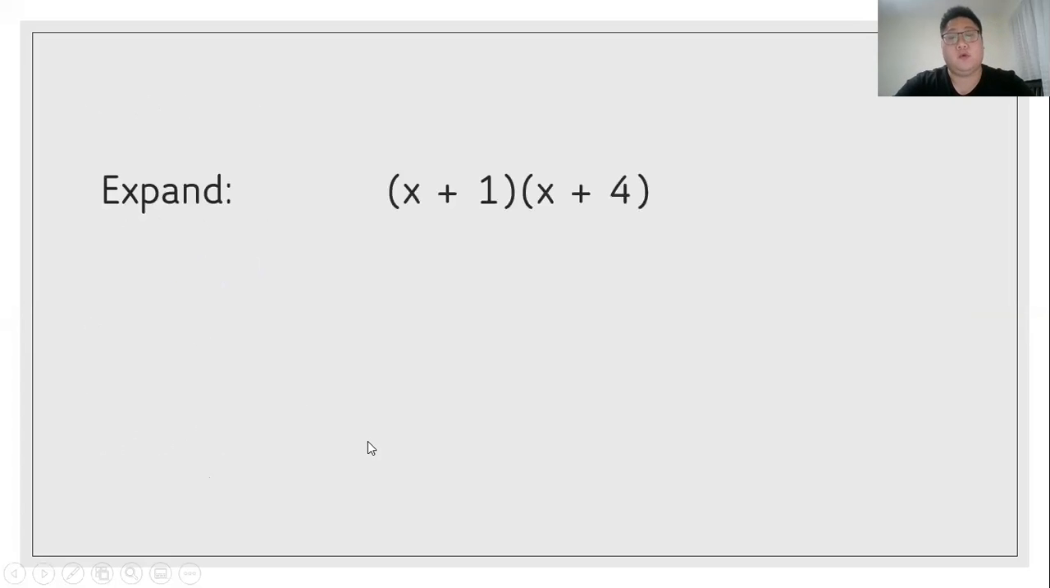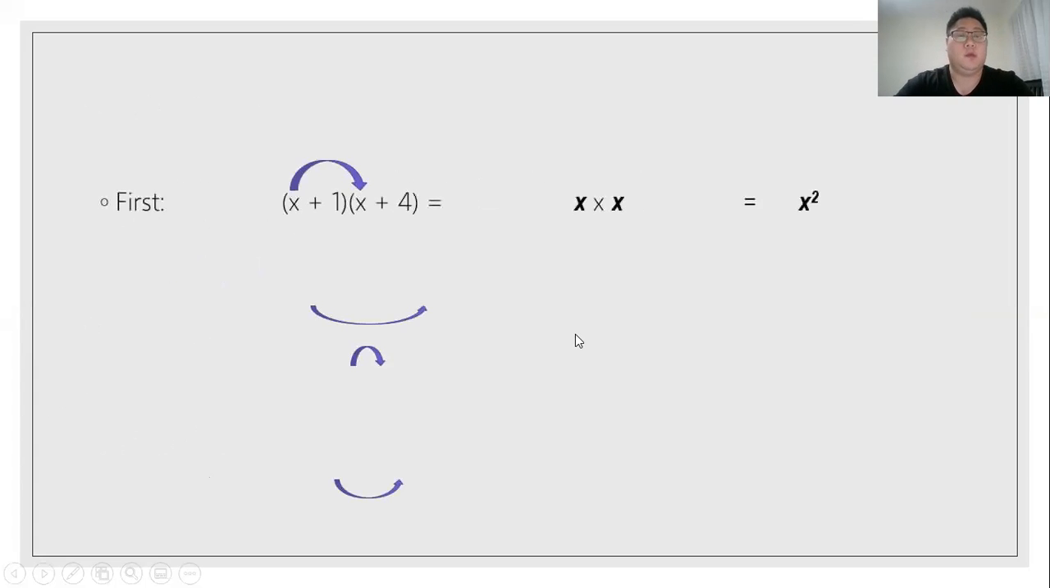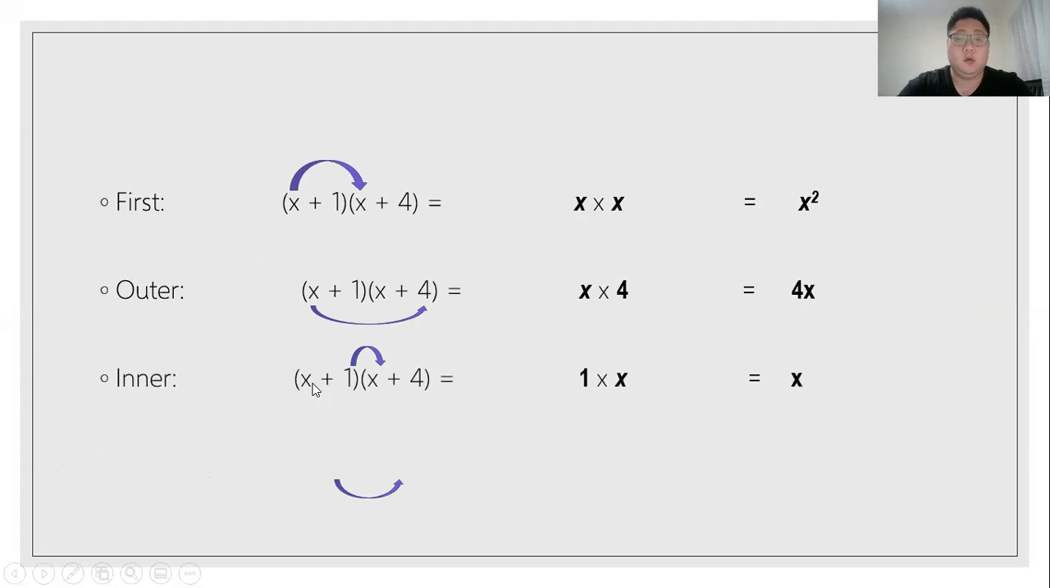I'll give you another example here. X plus 1, x plus 4. So again, our first would be x times x, which gives us x squared. And then our outer would be x times 4, which gives us 4x. Inner, which is these two here, follow the arrows, which is 1 times x gives us x. Technically, you can write 1x, but because it's just 1x, we can leave that one out and just write that letter. Last is 1 times 4, and that gives us 4.